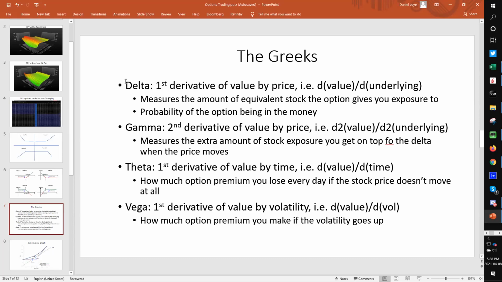And there's two ways of looking at it. That means for a $1 increase in the S&P 500 or SPY, you've got a 50-cent increase in the option. And that's equivalent to being long 50 shares.